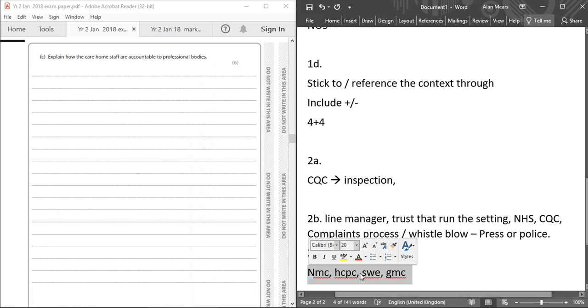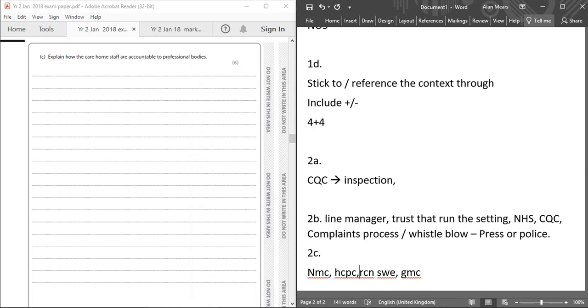And again, this isn't the CQC. The CQC regulates and manages settings. These professional bodies manage and regulate the person. It's the same way that Ofsted will go in and look at a school, but they're not explicitly looking at the teacher. They're looking at the school as a whole. And so these professional bodies are more likely, I'm going to put the R by the Royal College of Nurses.